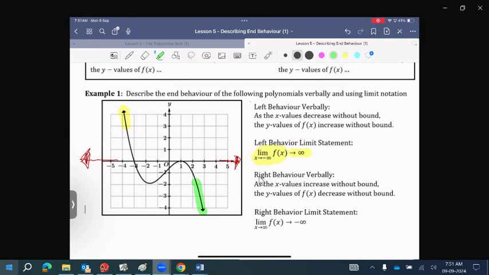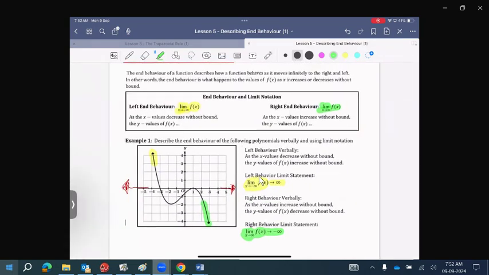So they decrease. But what we want to do is use the word approach. So we would say that they approach negative infinity, or they decrease without bound. One of these two phrases would be the correct phrase. So the limit as x approaches positive infinity of f of x approaches negative infinity. And this is the way that we describe it. So have a go at practicing that now.